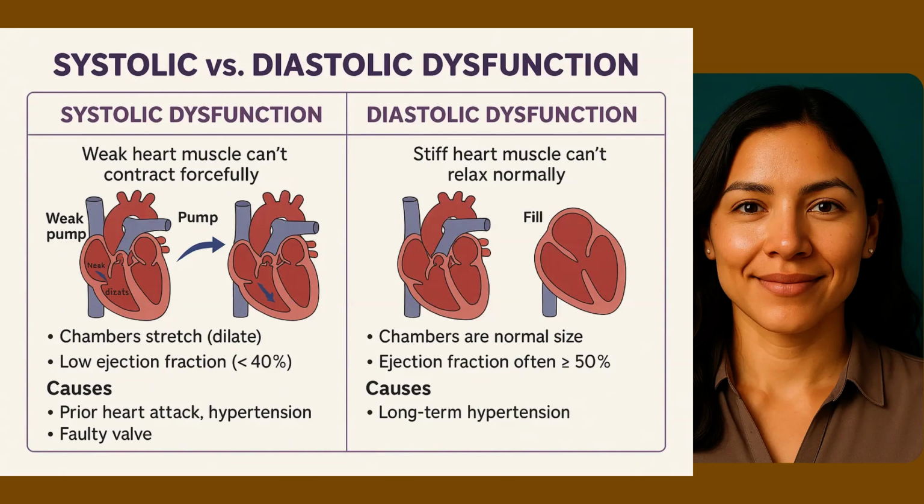Diastolic dysfunction. This is a problem with the heart's ability to fill. The heart muscle becomes stiff and can't relax to fill with enough blood. The key here is that the heart can still squeeze, so the ejection fraction is often greater than 50%. However, because it started with less blood, the total amount of blood pumped is still not enough for the body. This is often caused by chronic conditions like long-term hypertension. It's important to remember that in advanced heart failure, patients often have a combination of both systolic and diastolic problems.